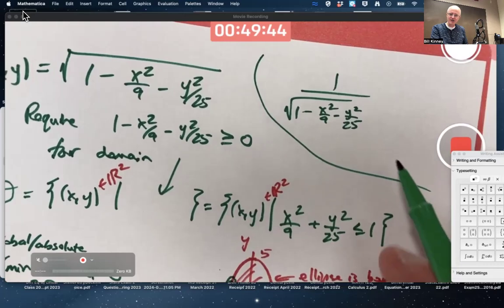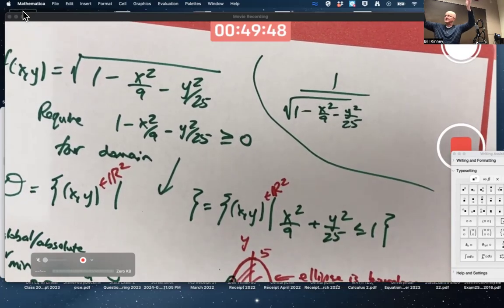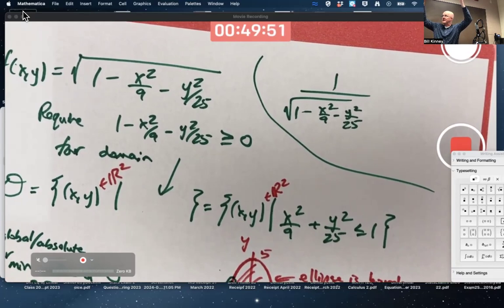In fact, this function does have a min at the origin, but it has no maximum. It's like it's got vertical asymptotes near the boundary of the ellipse. All the way around the boundary, there's like one big vertical asymptote. And you could graph it to see that. Okay, so the domain does matter, is the final point I wanted to make about that, but I forgot to at first.